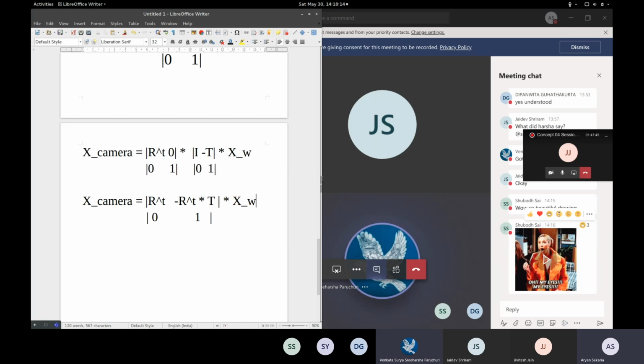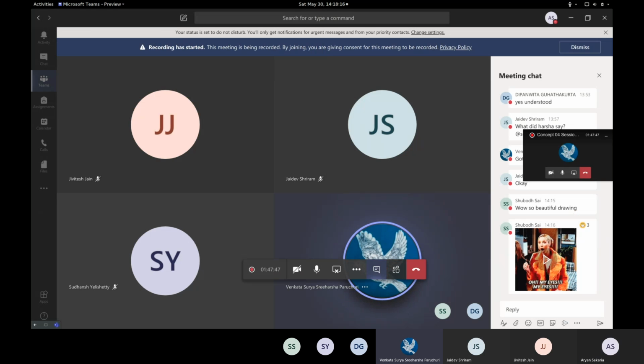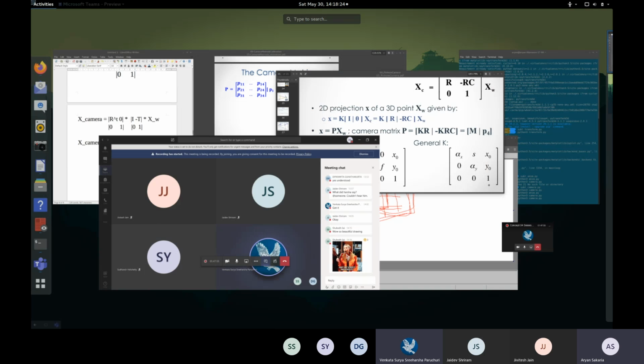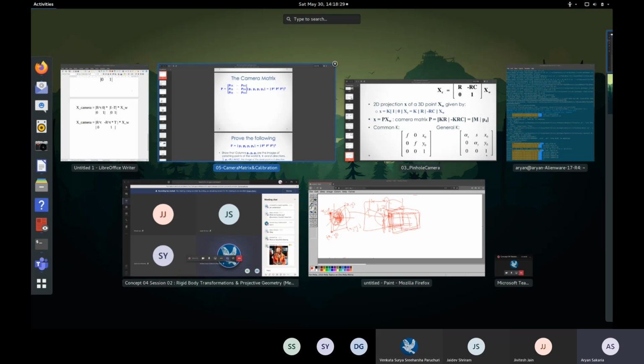Aryan, I had a doubt. When you were answering Jivitesh's question, you said X and Y have different focal lengths. They're measured in pixel values. What does that mean? Okay. So let's say your computer screen itself might be something like 2160 into 1080, right?